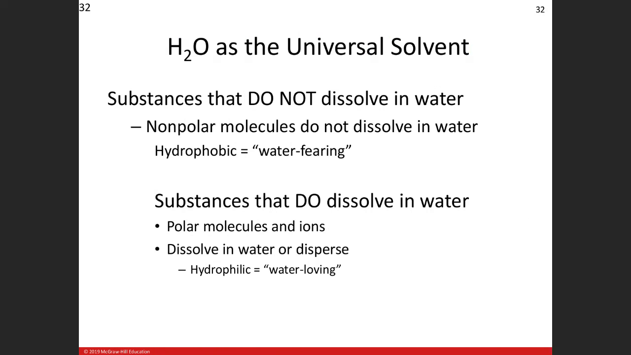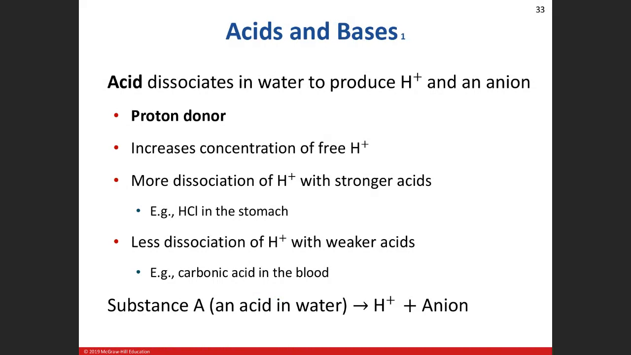That leads me into this concept of acids and bases, and it's important that you understand the definition of acids and bases. An acid, again using that term dissociate, is a molecule that will spontaneously break apart. With an acid, it's going to produce a hydrogen ion, an H+, and an anion. And remember, an anion is a negatively charged ion.